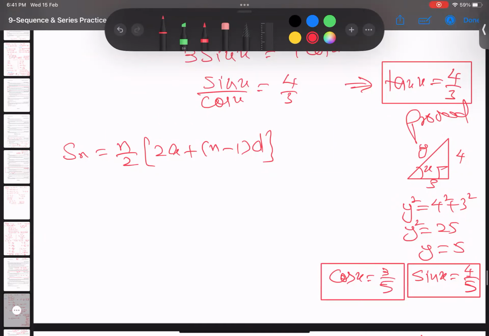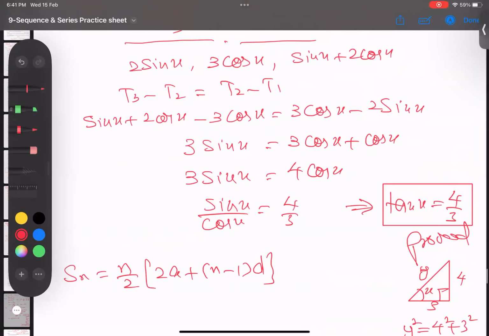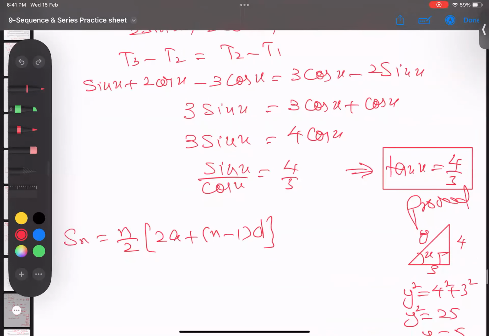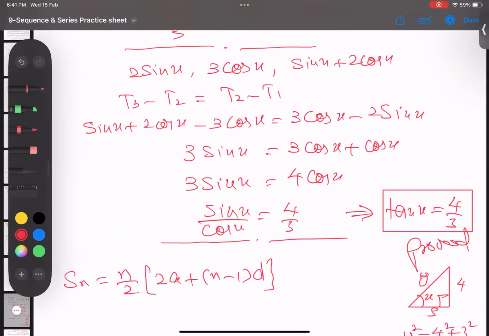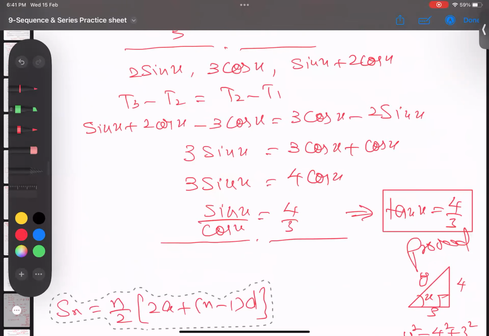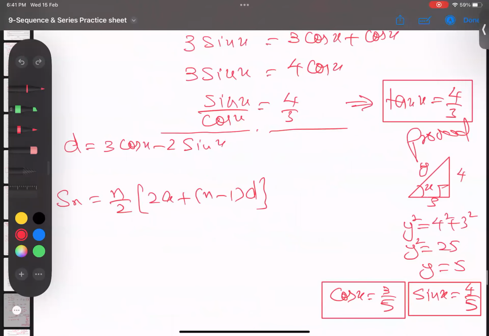Now I'm going to use these values according to plan. We know the common difference is this minus that. So I'm finding it now. I'm going to drag this slightly down because I need to find the common difference. So common difference is what? 3 cos x minus 2 sine x. How come? Second term minus first term.